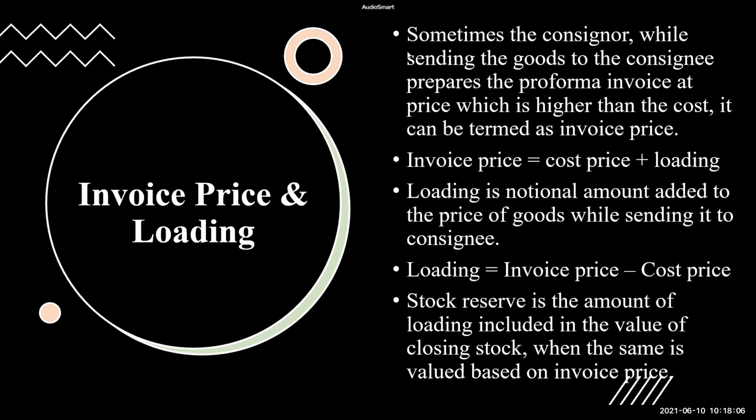Similarly, the consignment stock, that is the unsold stock which is left over, also comes back to the consignor. That leftover stock is also calculated on invoice price because goods were sent on invoice price. So even the closing stock will be valued at invoice price. It means even in the closing stock, there is some amount of profit included. That profit included in closing stock, we call it stock reserve, right?